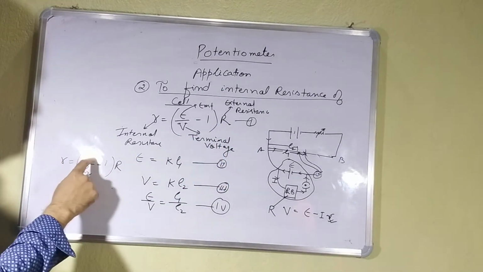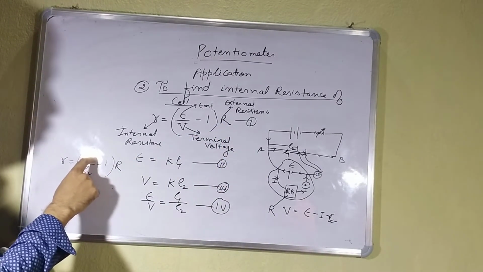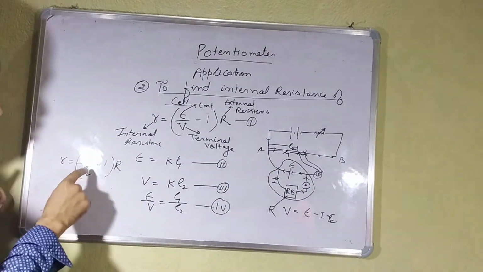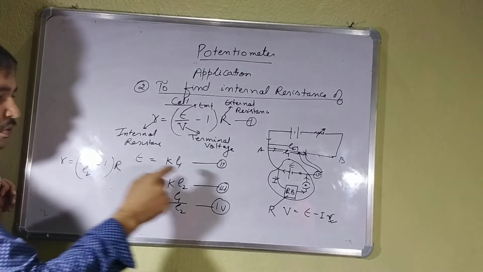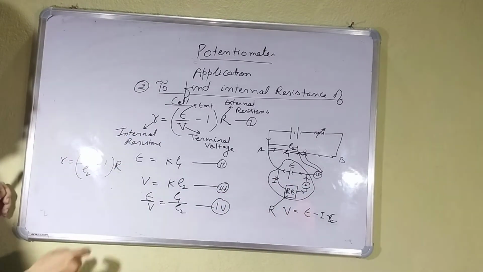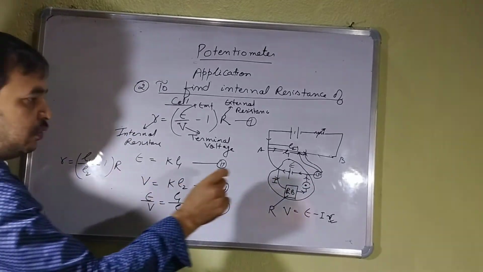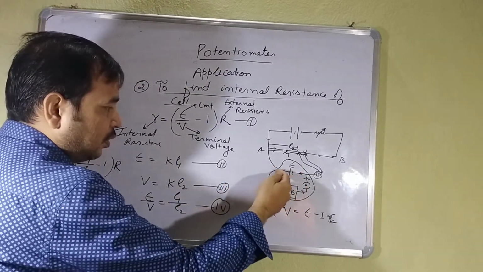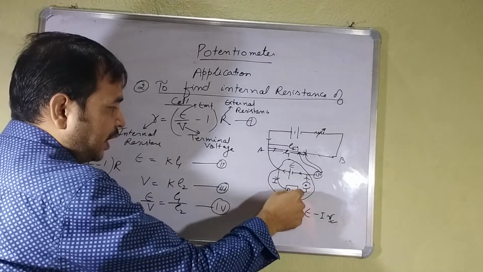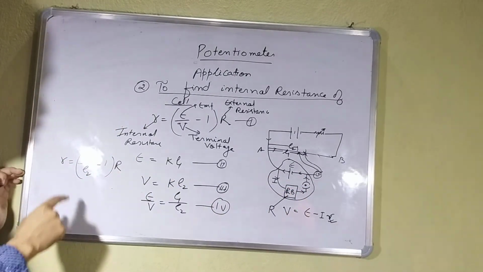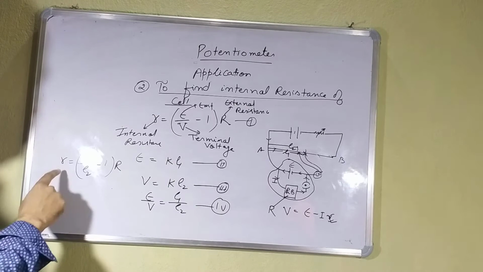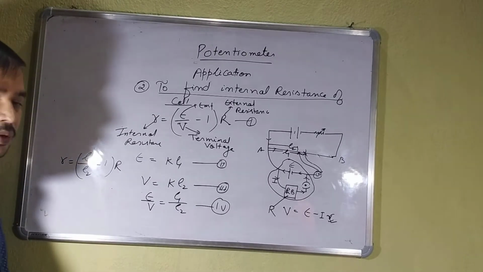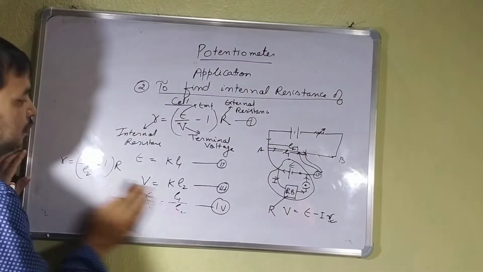You have to calculate this. This L1 is the length for balancing the cell when no current is flowing, when the key is open. L2 is the balancing length when the key is closed. And R is the resistance when you are closing the key and taking out some resistance, then only current will flow. When you take out that resistance, we have to put the value, then you will get the value of internal resistance. So this is about the application of potentiometer.